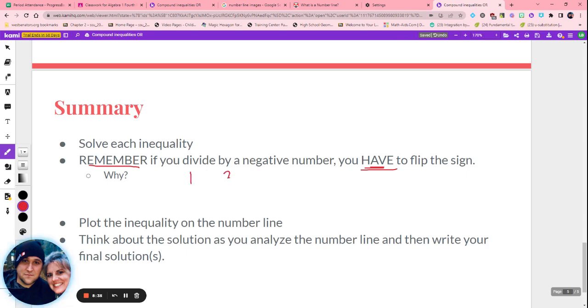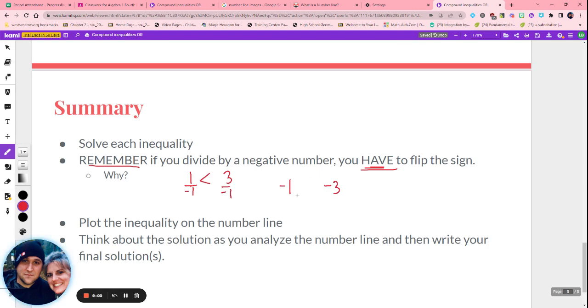If I have 1 and 3, which one is greater? Well, obviously the 3 is the bigger one, right? We have the mouth open towards the bigger one. So 1 is less than 3 is how we would read this. 1 is less than 3. If I divide both sides by a negative 1, this changes and I have negative 1 and negative 3. So think about that. What would be the true statement now?